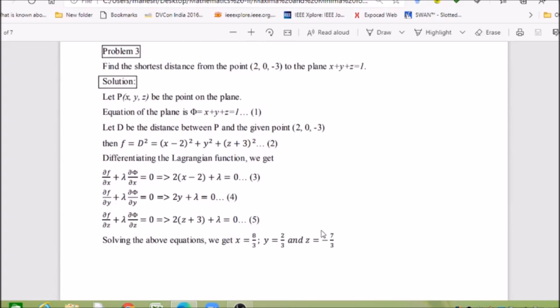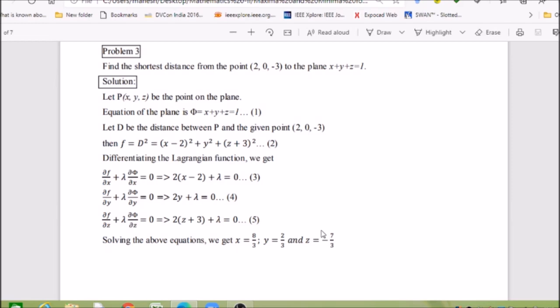Find the shortest distance from the point (2, 0, -3) to the plane x plus y plus z is equal to 1. Let P of x, y, z be the point on the plane. Equation of the plane phi is x plus y plus z is equal to 1. Let d be the distance between the point P and the given point (2, 0, -3). Then f is equal to d square.